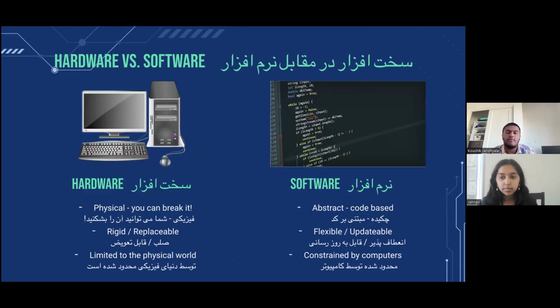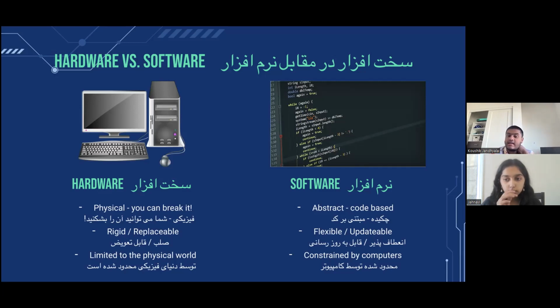So I'm going to talk about the differences between hardware and software. Hardware is physical, which means that you can break it. And because it's physical, it's limited to the physical world. In theory, you could build a computer that flies in the sky, but it wouldn't be practical. Another thing with it being physical is that it's rigid and replaceable. So if you want to upgrade your hardware, you can.